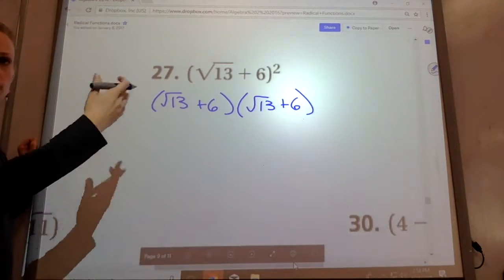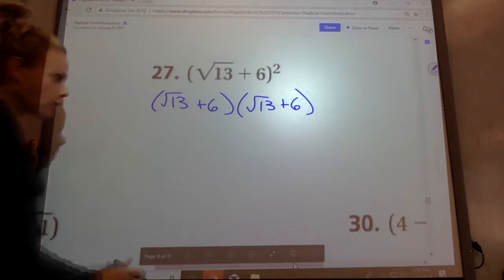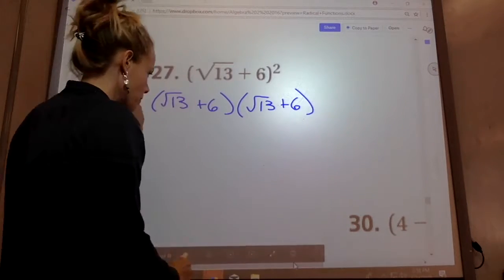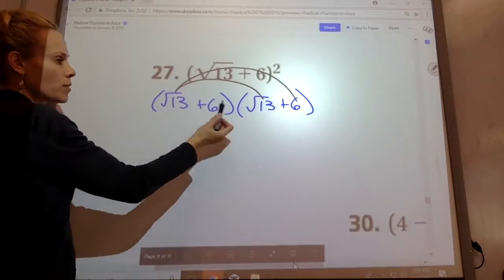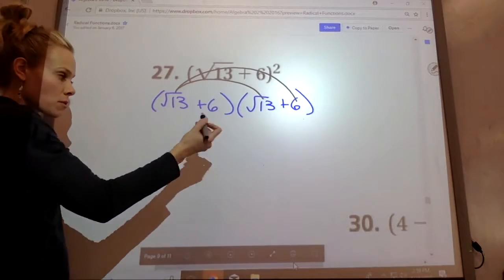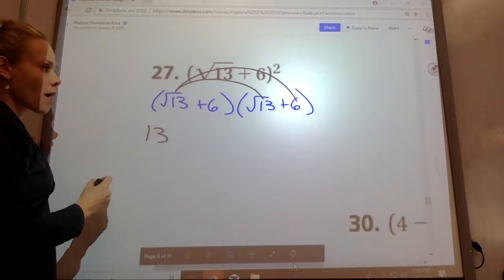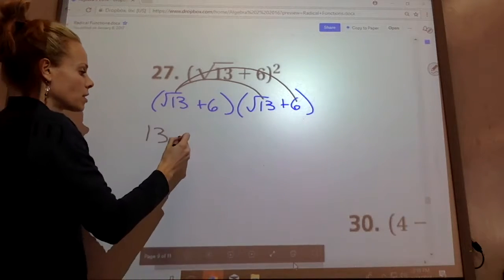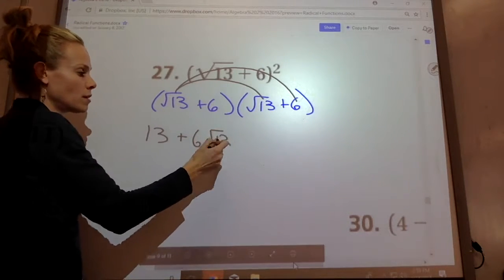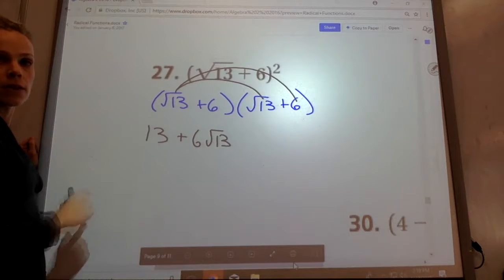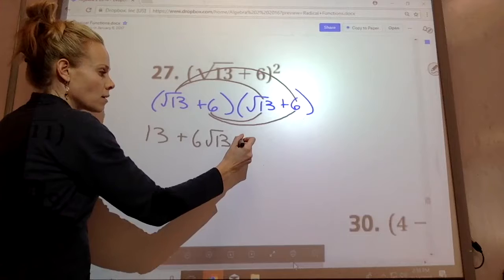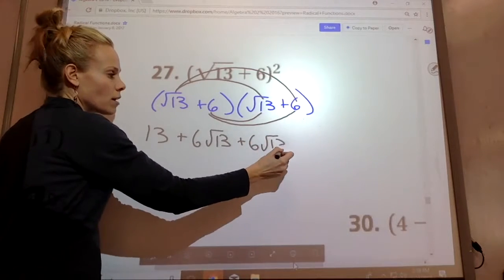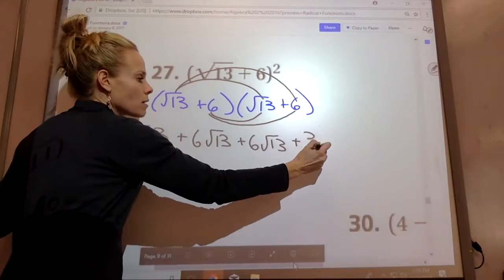You're just doing the same thing, multiplying it together. So I'm going to take the first term, square root of 13 times both. So square root of 13 times square root of 13 is 13. Square root of 13 times 6 would just be 6 root 13. And then you do the inner, so 6 times square root of 13, it'd be again 6 root 13, and then 6 times 6 is 36.